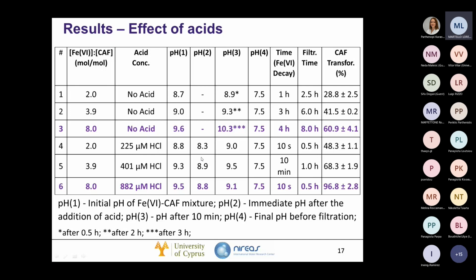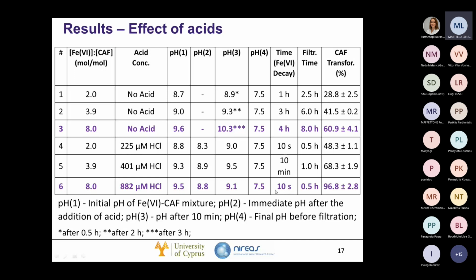But if we take a look at this table, I know there are lots of numbers here, but if we look at experiment number 6, we see that from an initial pH of 9.5, the immediate pH after the addition of acid was 8.8, and then the pH went back to 9.1, and the final pH after the reaction was 7.5. So basically, we didn't have any drastic decrement of the pH by the addition of acid. But we could get a very short contact time to achieve a complete removal of the compound. We are talking about seconds compared to hours without the addition of acid.